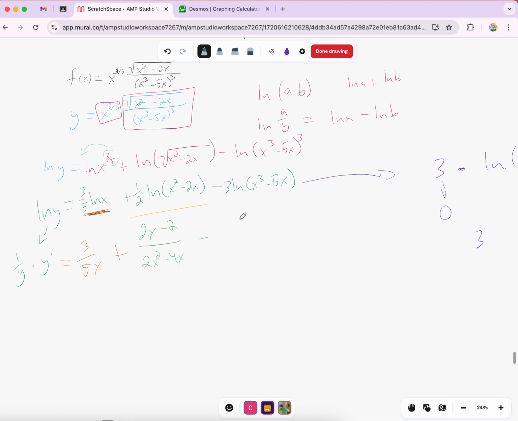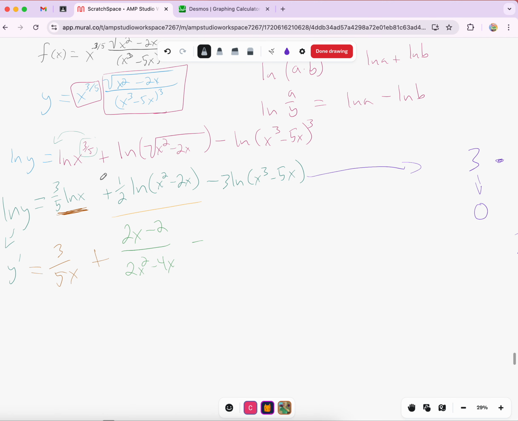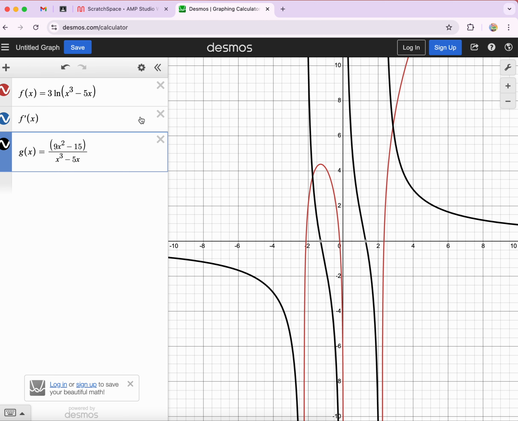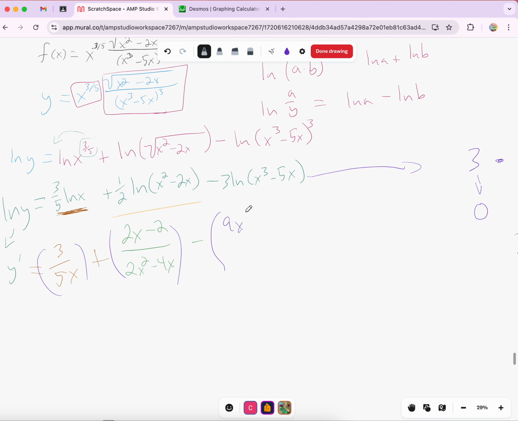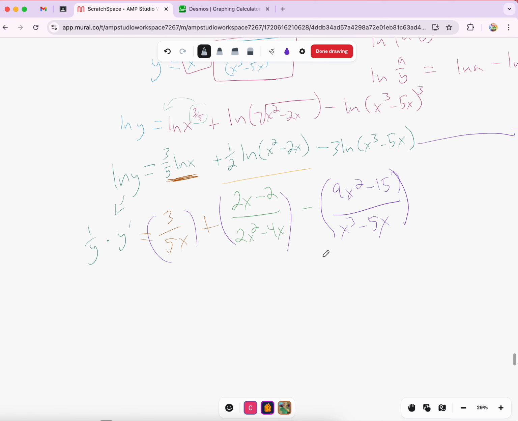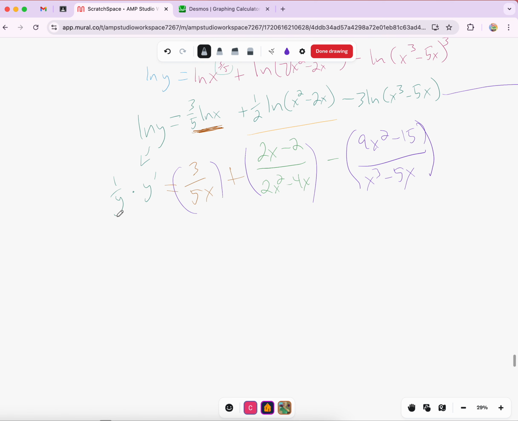So let's come back in here and we're going to write that value in here. So minus the whole of, just to be clear, I'm going to put these each in parentheses, minus 9x squared minus 15 over x cubed minus 5x. Okay, so this is our new derived function. Now we need to multiply this whole thing by y.